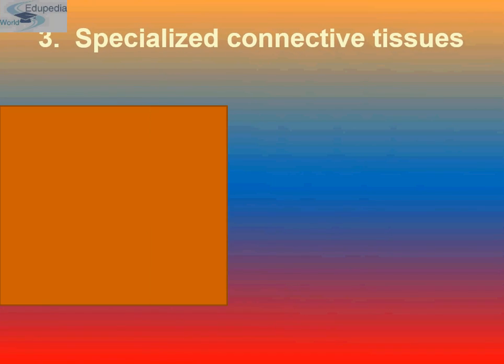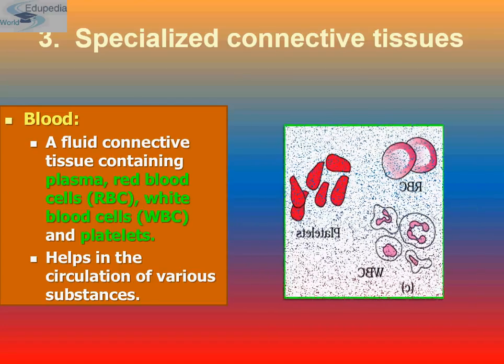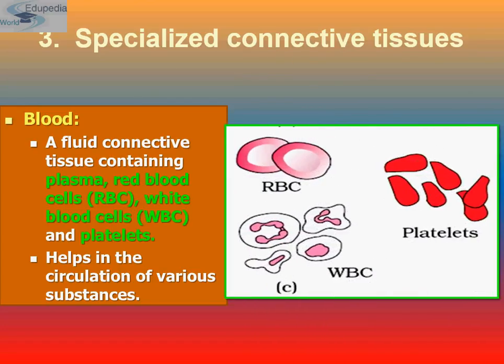Now comes the third specialized connective tissue, which we call blood. Blood is also connective tissue. This is very important from your exam point of view, that blood is a fluid connective tissue that contains plasma, RBC, which we call red blood cells, white blood cells, and platelets. It is the main circulating fluid that helps in the transport of various substances. These are the components of the blood: RBC, WBC, and platelets.